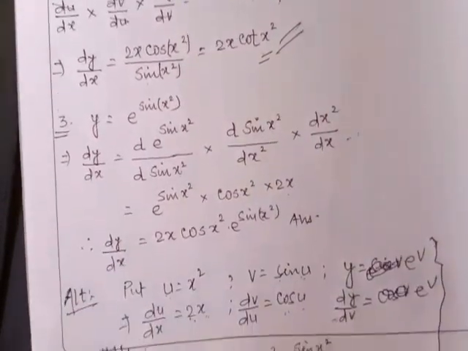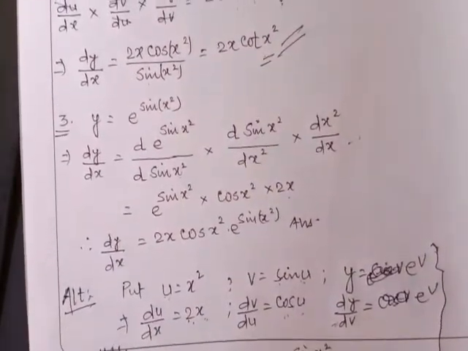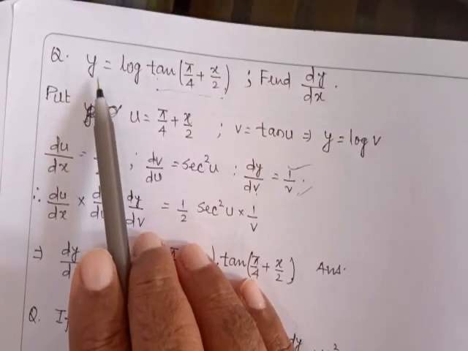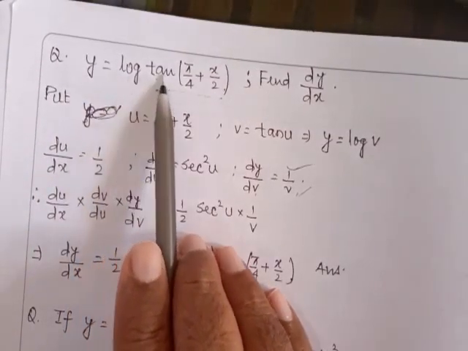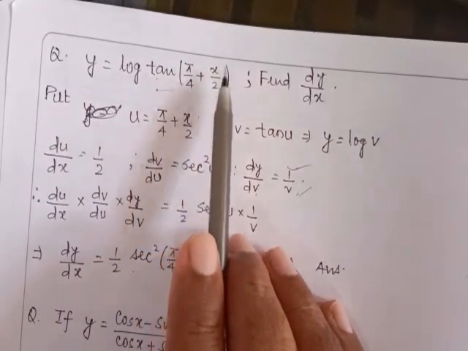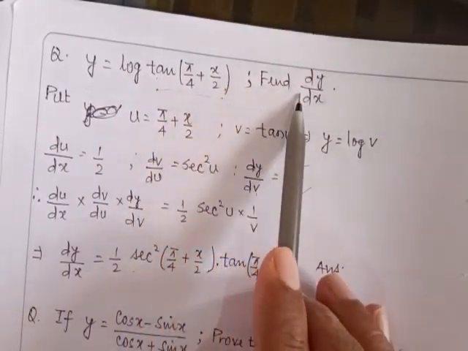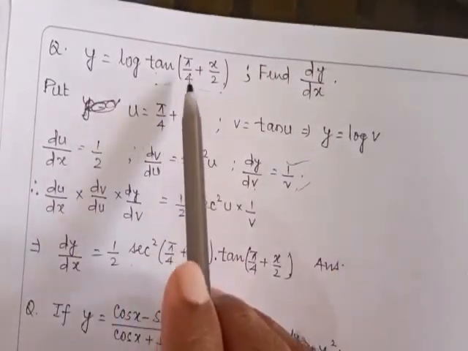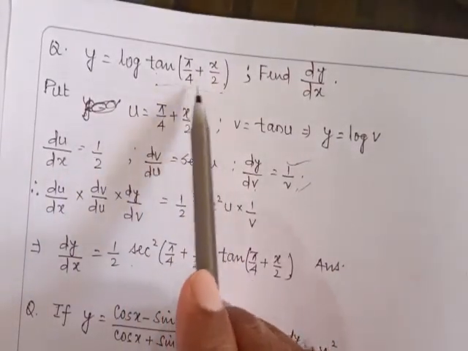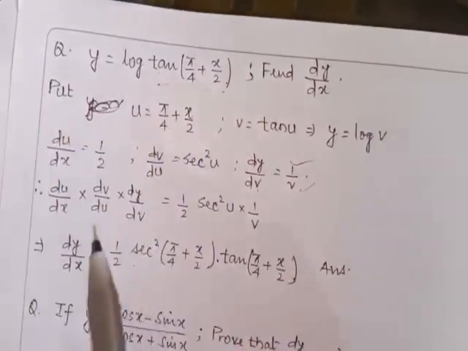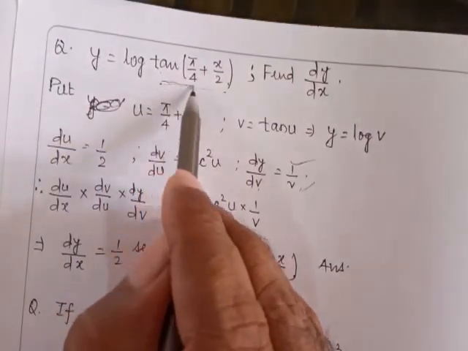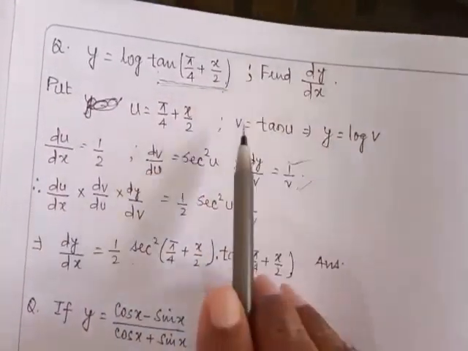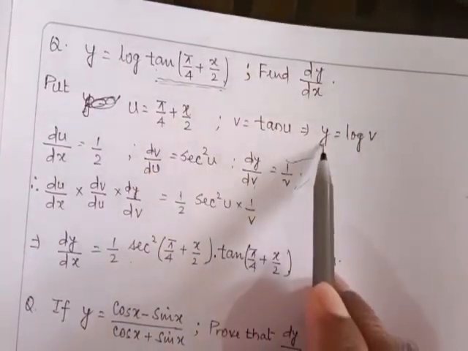Now see another question. The next question is y is equal to log tan of pi by 4 plus x by 2, then find dy by dx. Here apply substitution, put pi by 4 plus x by 2 is equal to u. Then this reduces to tan u, and again put tan u is equal to v. Then finally we have y is equal to log v.